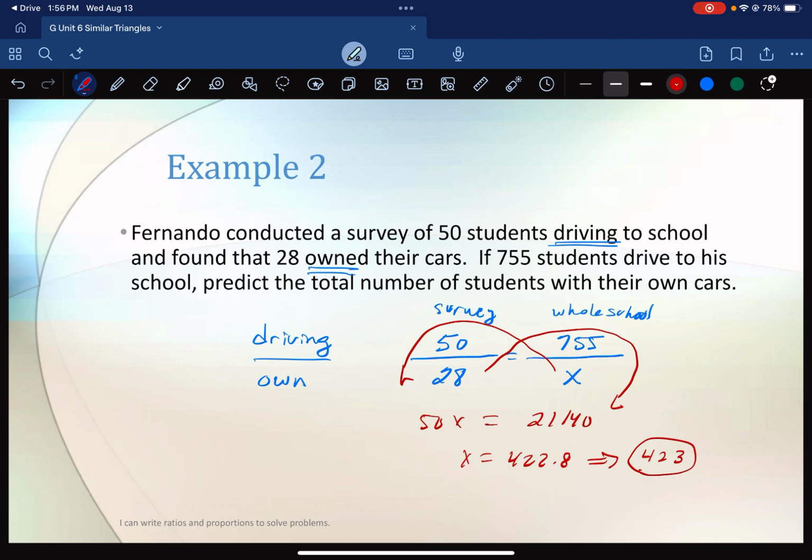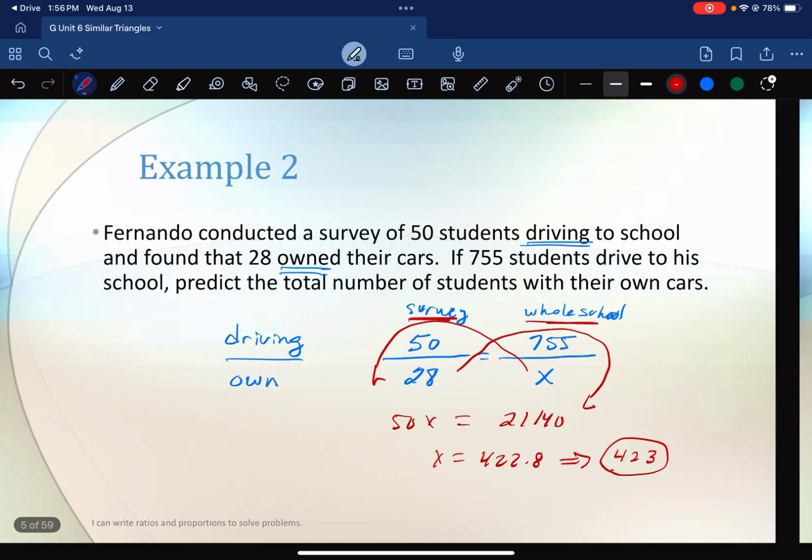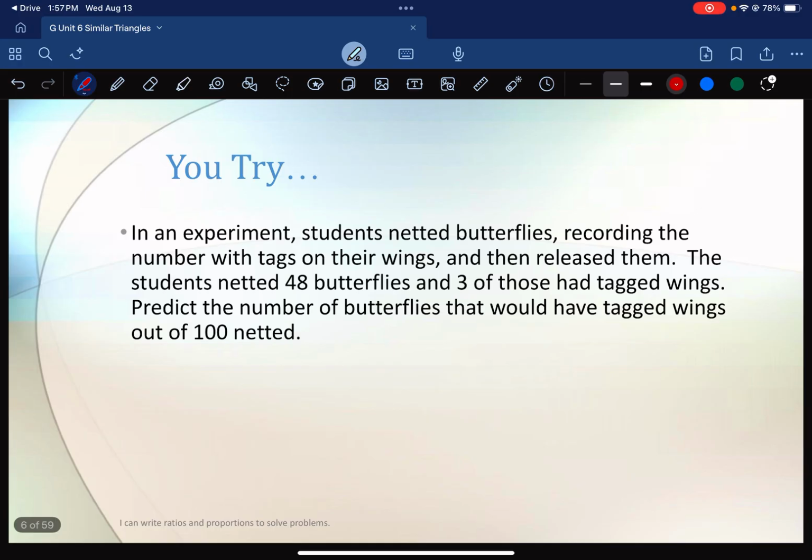Okay? So you see how we did that? I figured out what the sentence was comparing. It was comparing students who drove and students who owned. And it doesn't matter if you had flipped that over. You could put owned on top and drove on the bottom. As long as you adjusted these two over here, it'll come out with the same answer, okay? And then I had survey results in one fraction and the whole school in the other fraction. And then I cross-multiplied to solve, okay? You guys try this one. Stop the video and give it a whirl and then jump back in.